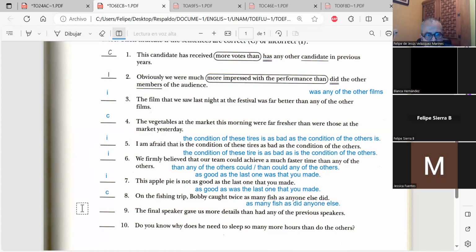Very good. Felipe, the final speaker. The panel speaker gave us more details than had any of the previous speakers. This is having inversion, than had any of the previous speakers, so it's correct.